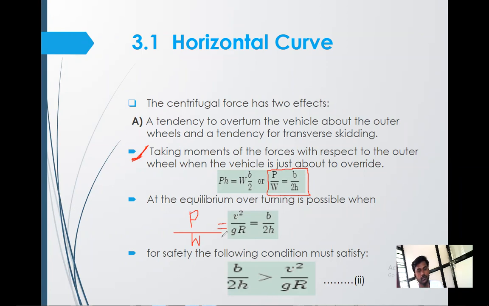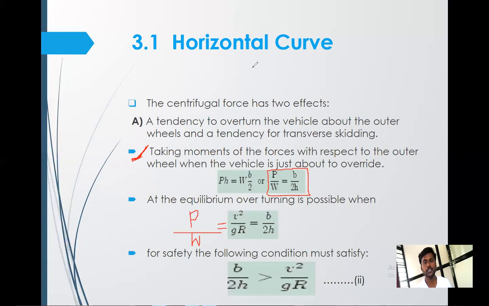Overturning is possible at that condition. So to avoid the overturning, what should we do? B by 2H should be greater than V square upon GR. This is a very important formula, write it down. This condition is to avoid the overturning of the vehicle.